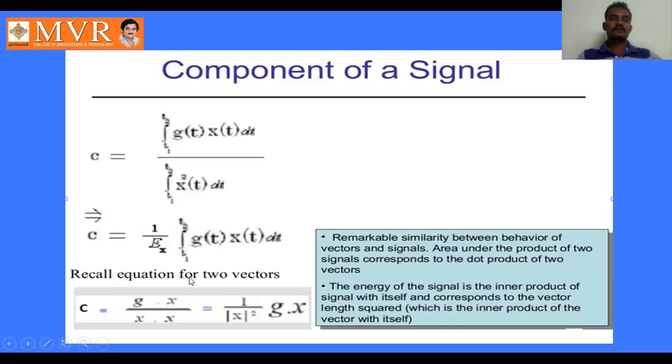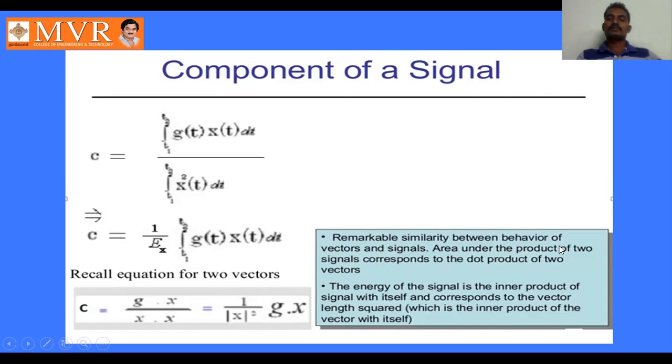Or recall the equation for two vectors, c equal to g dot x by x square, that is 1 by x square into g dot x. So this is the expression for the signals. So error can be minimized like this. This is for vectors and this is for signals. So there is a remarkable similarity between the behavior of vectors and signals. This is the analogy between signals and vectors.